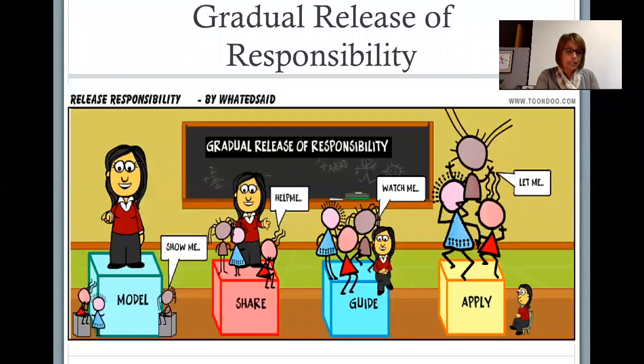Another instructional strategy is called gradual release of responsibility. Here is a model with some key words: model, share, guide, apply, to describe the strategy. In this instructional model, there is a shift from the teacher assuming all of the responsibility for performing a task or skill to a situation in which the students assume all of the responsibility and perform the task or skill independently. The following is a short video clip that further explains the strategy.